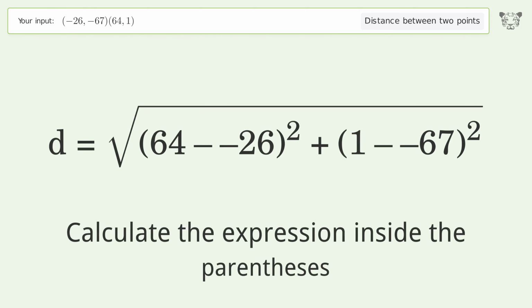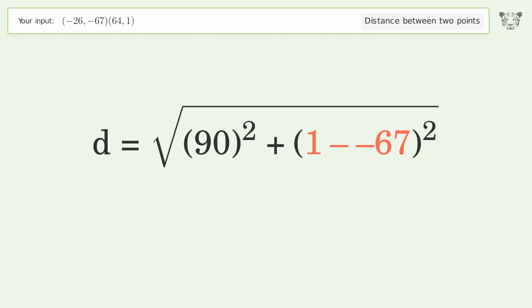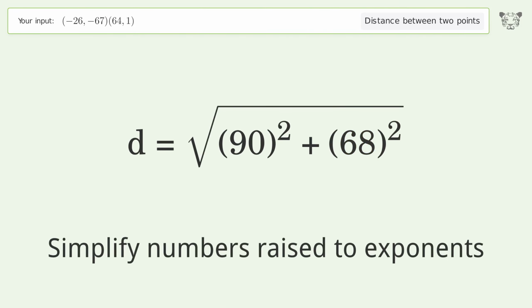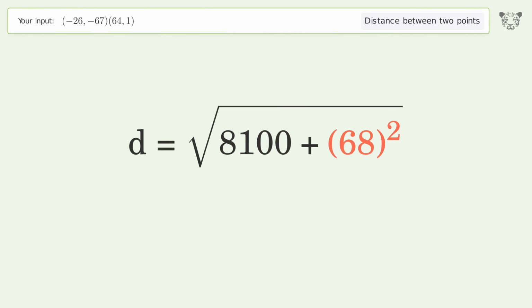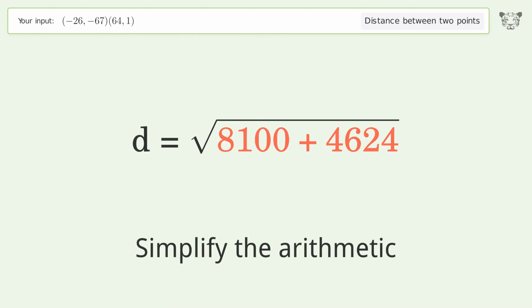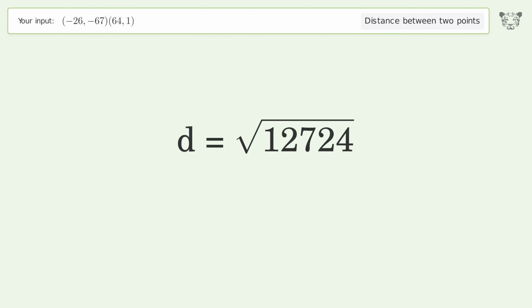Calculate the expression inside the parentheses. Simplify numbers raised to exponents. Simplify the arithmetic. And so the distance between the 2 points is the square root of 12,724 or 112.801.